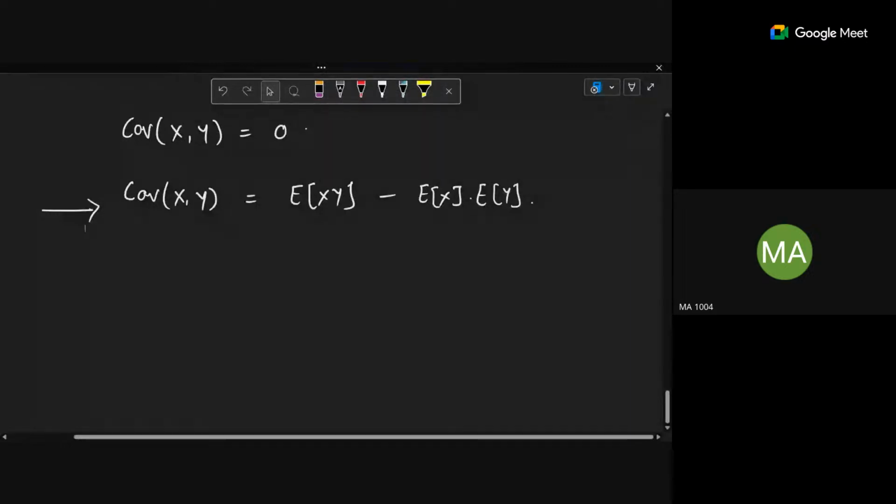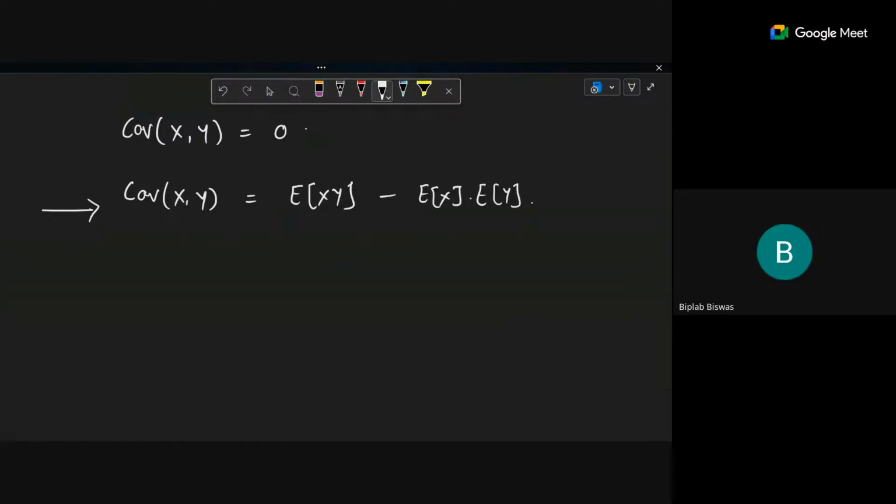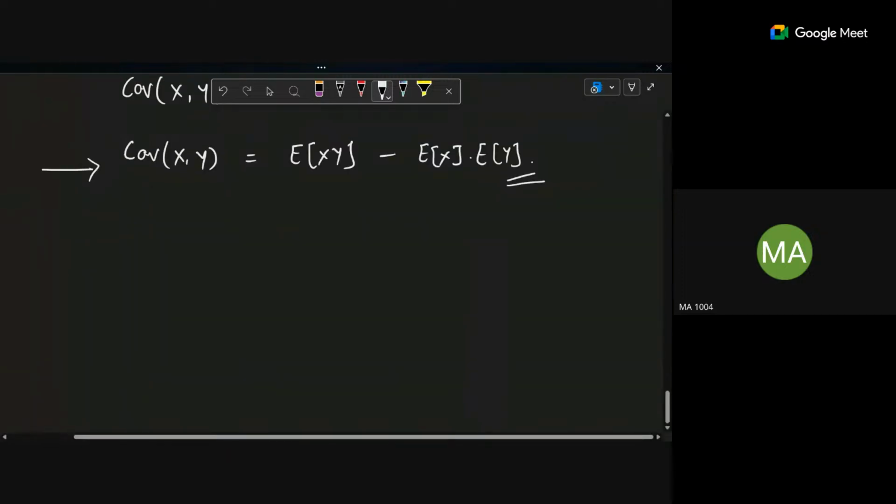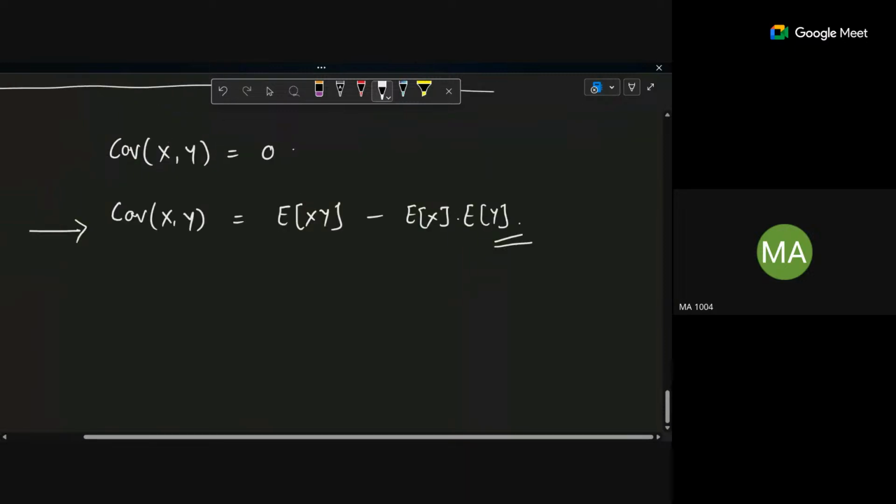One way is that. Another way is you can just directly do this calculation also. That is also not tricky: expectation of x, expectation of y and expectation of xy. Now I will tell you how someone can directly say the covariance is 0 by looking at the table.